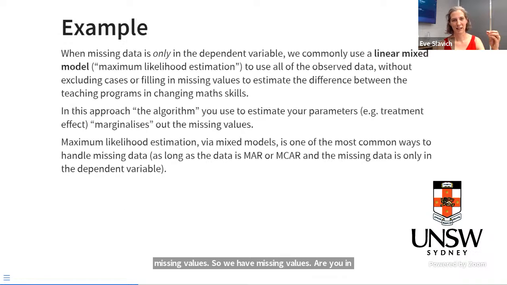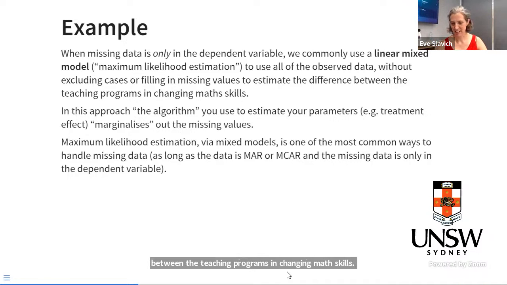So this is important because when the missing data is only in the dependent variable, we can use a linear mixed model, which is called maximum likelihood estimation, to use all of the observed data without excluding cases or filling in missing values to estimate the difference between the teaching programs in changing math skills.